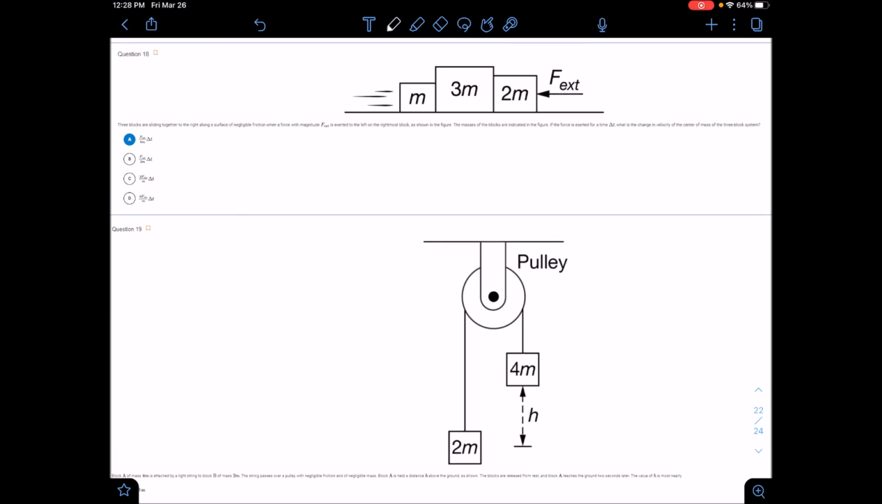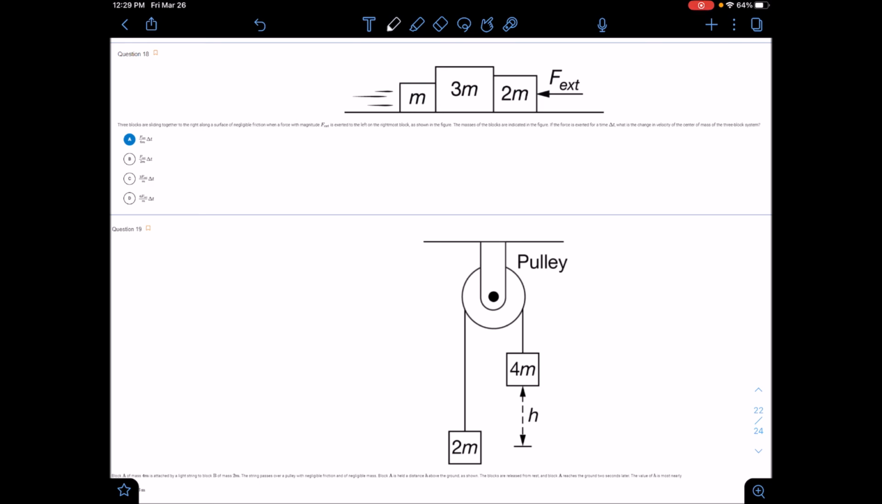Question 18. 3 blocks are sliding together to the right along a surface of negligible friction when a force with magnitude F external is exerted to the left on the rightmost block as shown in the figure. The masses of the blocks are indicated in the figure. If the force is exerted for a time delta t, what is the change in velocity of the center of mass of the 3-block system? Wow, I've reached that stage where I'm just doing so much math and reviewing physics that I forgot English. Okay, that's not the point, but okay.